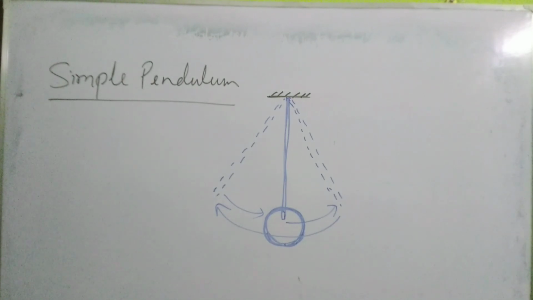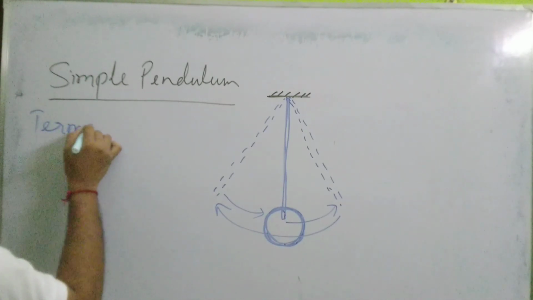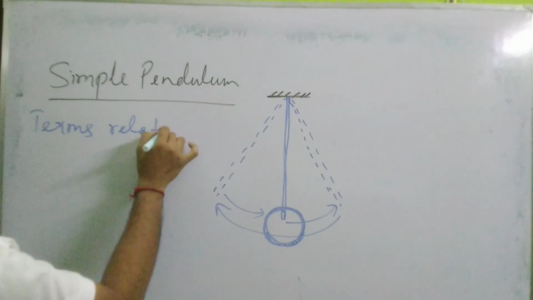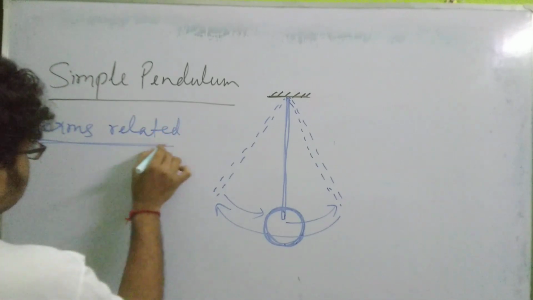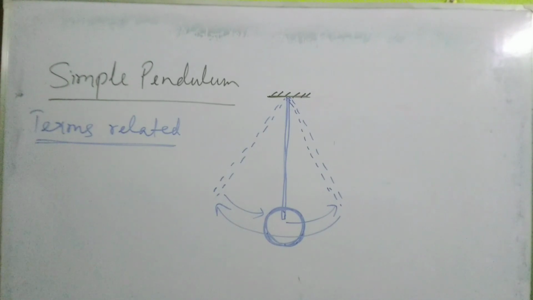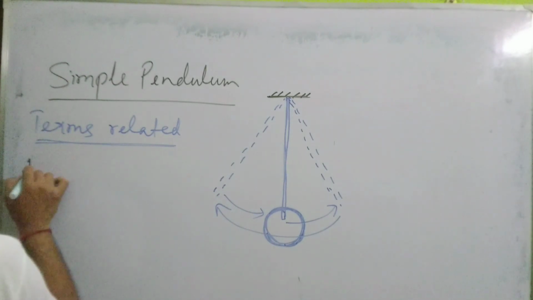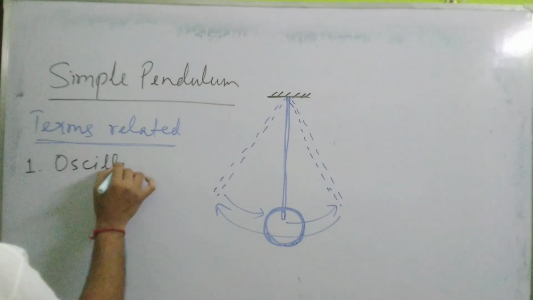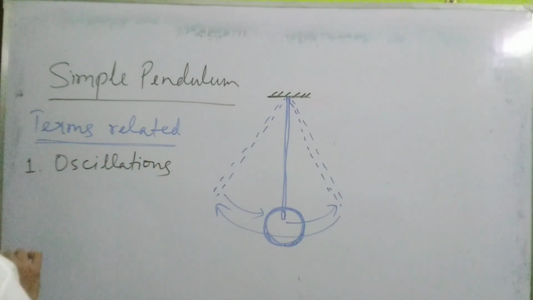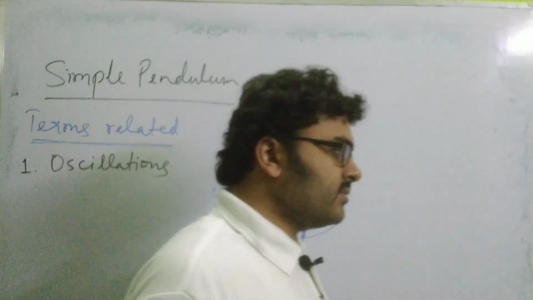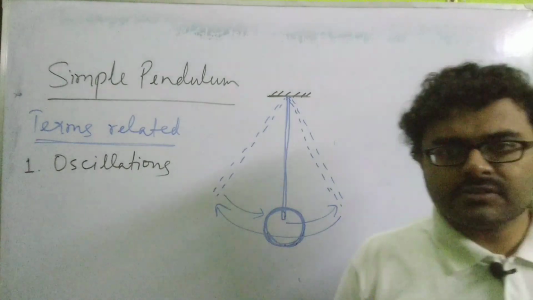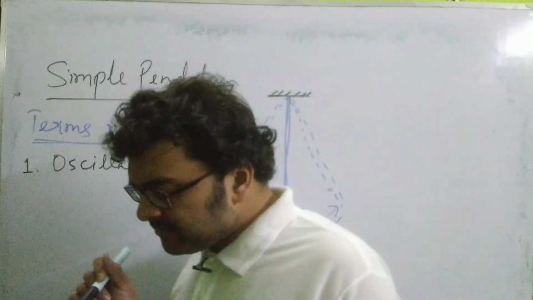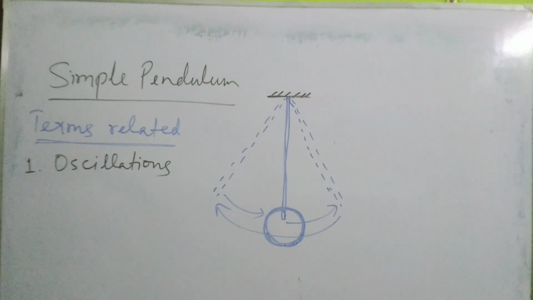Before going further with the simple pendulum, we will be discussing certain terms which are related to it. Let us see the terms related to the simple pendulum. First of all, we are going to discuss oscillation. Please do take out your pen and diary, and if possible note down the points, or at least write in your copy so that it is easier for you to understand the concepts. So, oscillations. Now what are these oscillations?